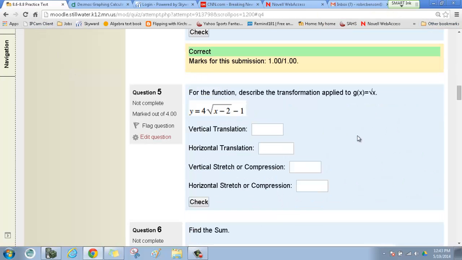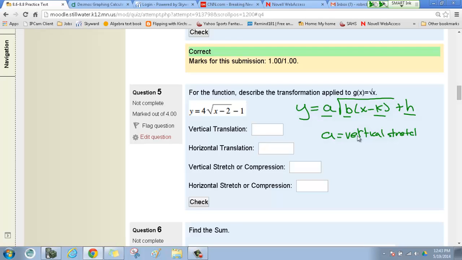Okay, now number 5 is from 8.6. And really what you got to look for is 3 parts. There's one general form of the equation for doing a problem like this. First, we got y equals a times the absolute value of b x minus k plus h. Okay, each of these things, the a, the b, the k, and the h, do different things. Now the a is the vertical stretch.